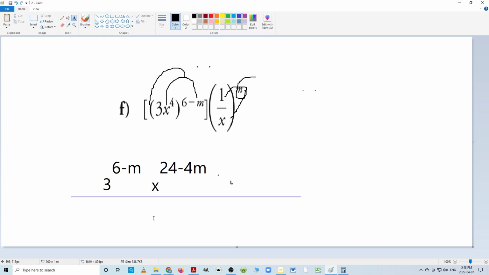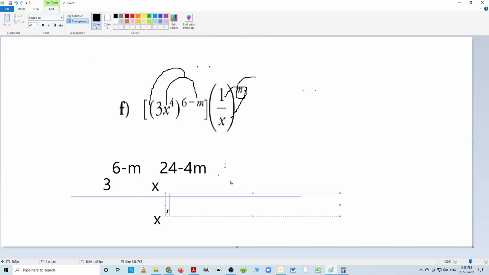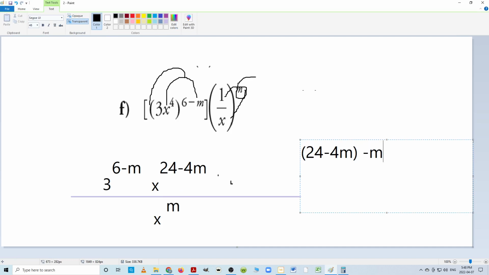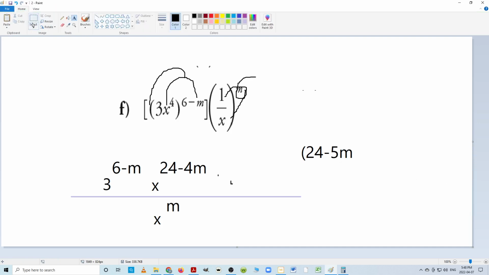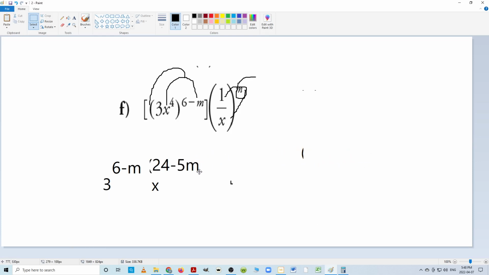Well, the only thing in common is the x's. So you do 24 minus 4m minus m, which is clearly minus 5m. So the only thing that this resolves out to, you can get rid of the denominator now, and you just change this exponent here to that. There's nothing more you can do after that. There's no more solving it because there's no more information.